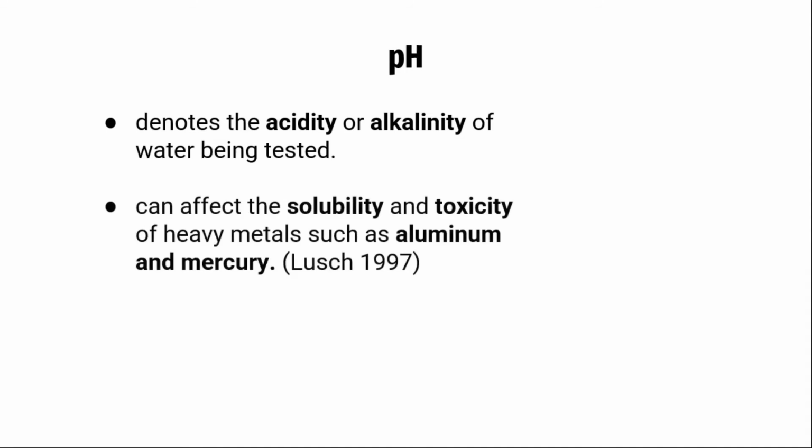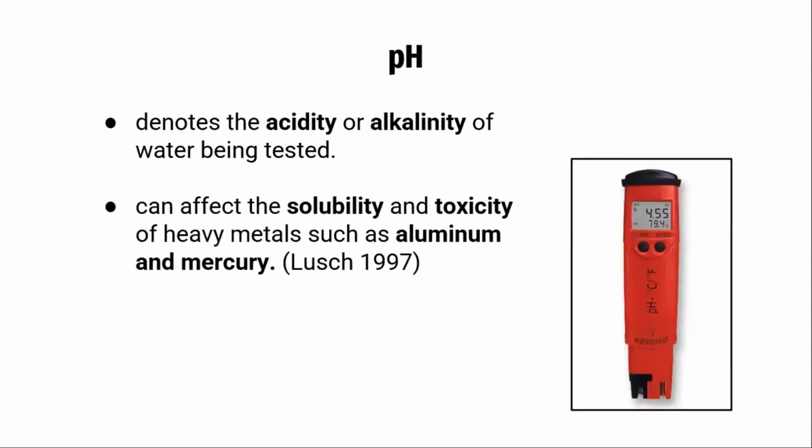pH fluctuations can also affect the solubility and toxicity of heavy metals such as aluminum and mercury. Low pH, such as 4 or less, can raise heavy metal quantities. pH is measured through the use of a pH probe, and a pH value of 7 is neutral.